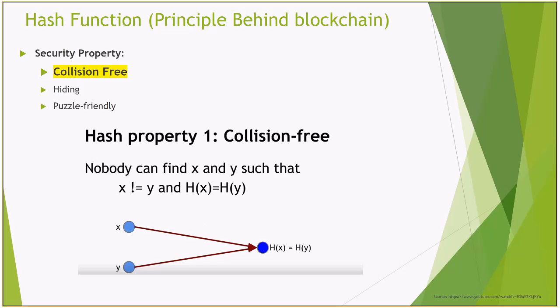If I put it in simple words, the collision-free property of hashing functions is that nobody can find x and y such that x is not equal to y and H of x is equal to H of y. Now what that means is that you have an x and y that are separate, and yet when you hash them, they hash to the same value. Can it happen? Now one thing to notice is that I said nobody can find that.